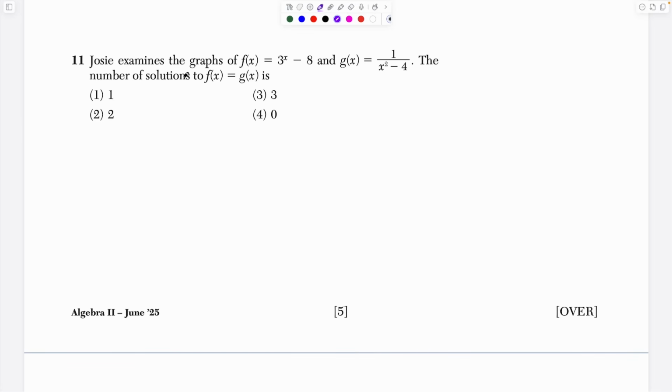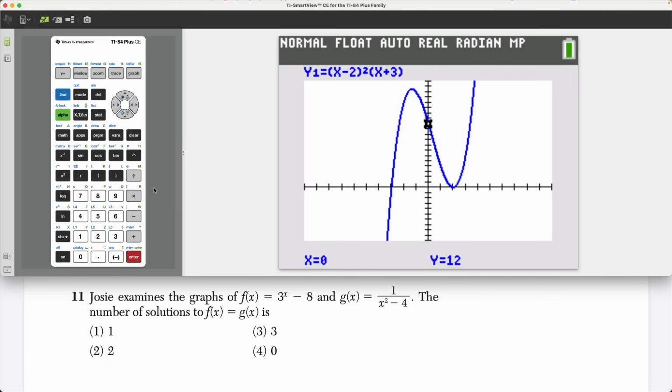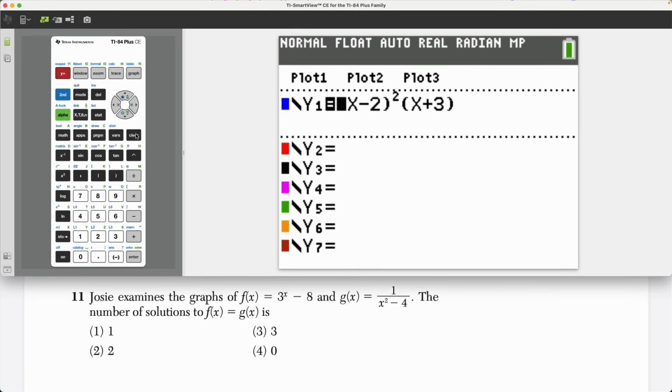Question 11, Josie examines the graphs of f of x equals 3 to the x power minus 8 and g of x equals 1 over x squared minus 4. The number of solutions to f of x equals g of x is, and for this one, we're right back to the calculator. So we're just going to type in here 3 to the x power. So 3, we press this little up arrow here, and then x, and then we hit the right arrow to get out of the exponent, and we write minus 8.